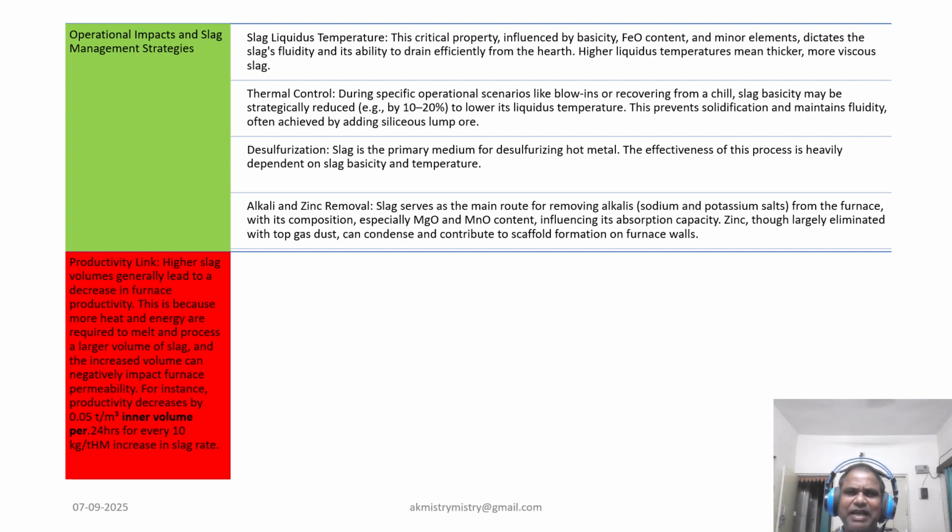Crucially, higher slag volume generally decreases furnace productivity. This is because more energy is consumed to melt and process the additional slag. So for every 10 kg per ton hot metal increase in slag rate, productivity can decrease by 0.05 tons per cubic meter of inner volume per 24 hours. So strategic slag management is directly linked to overall furnace performance and efficiency, and it is the most important activity.